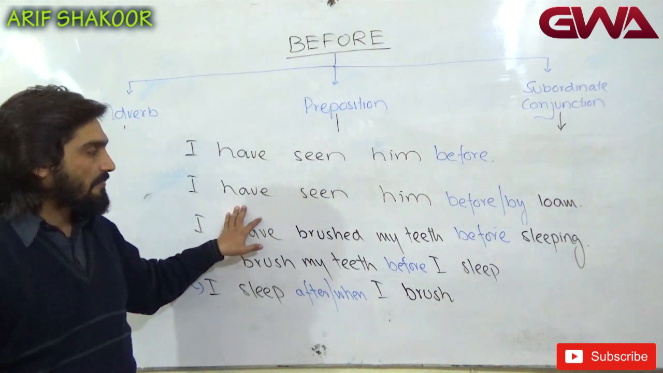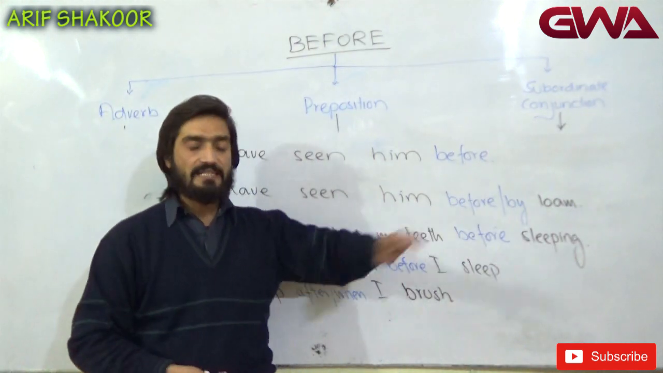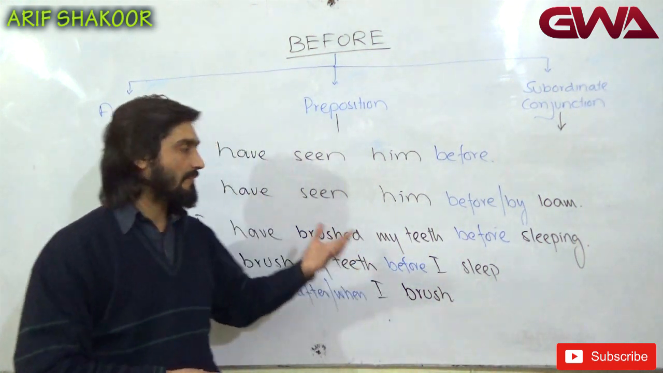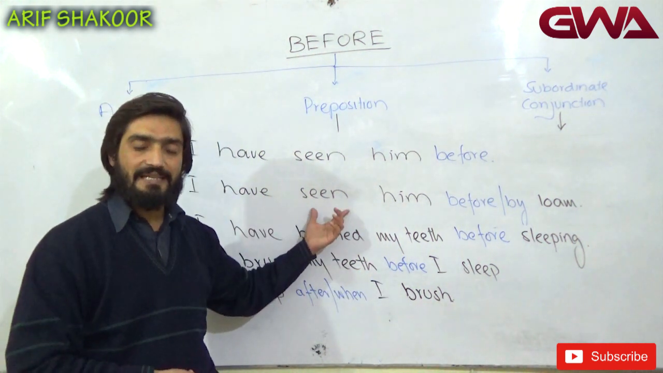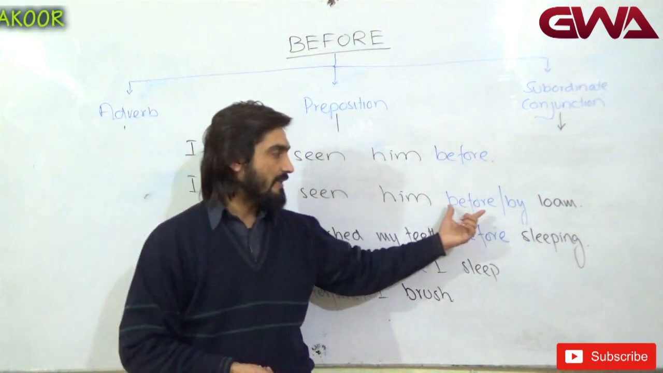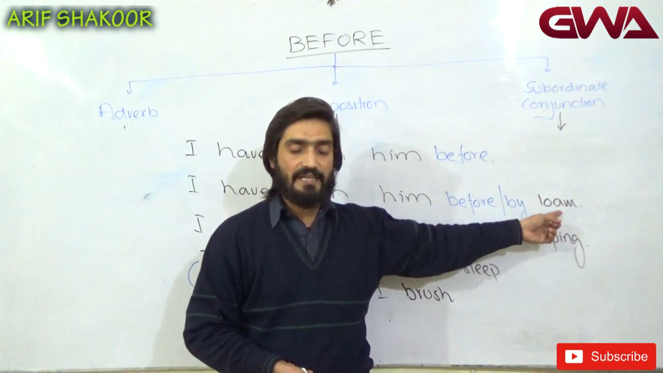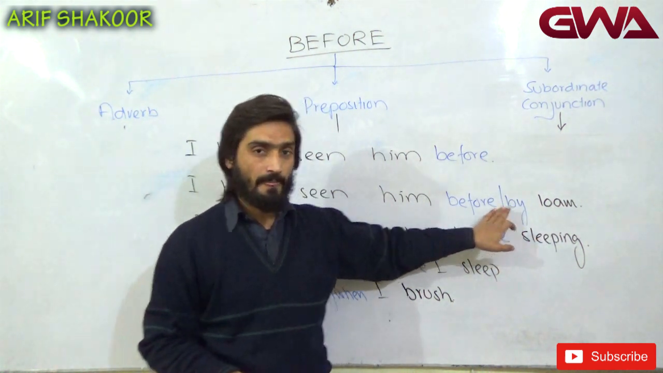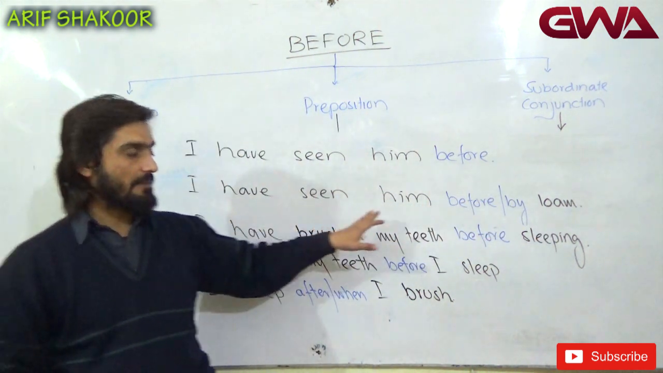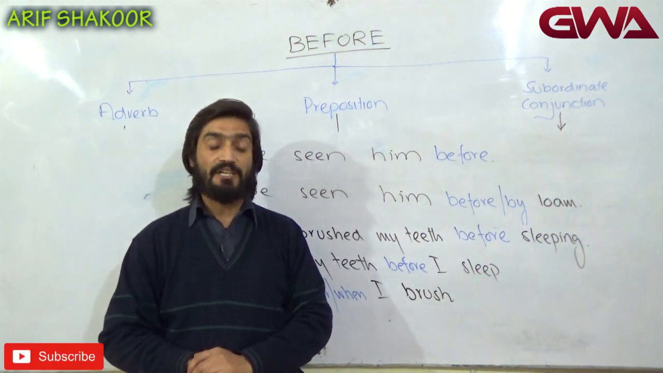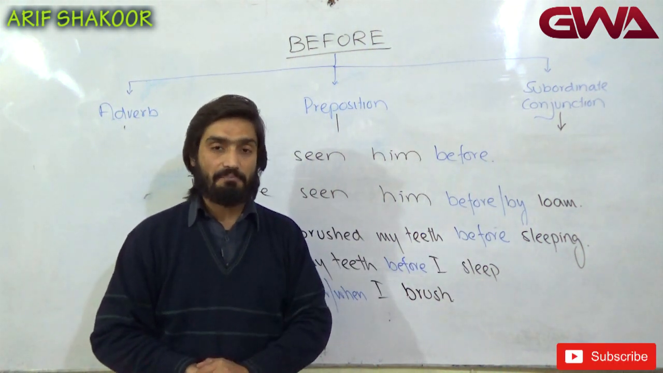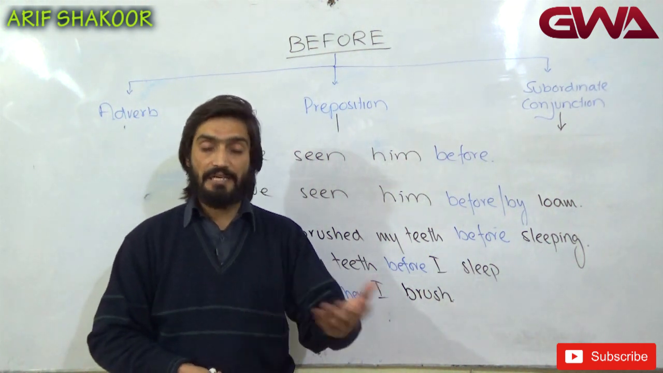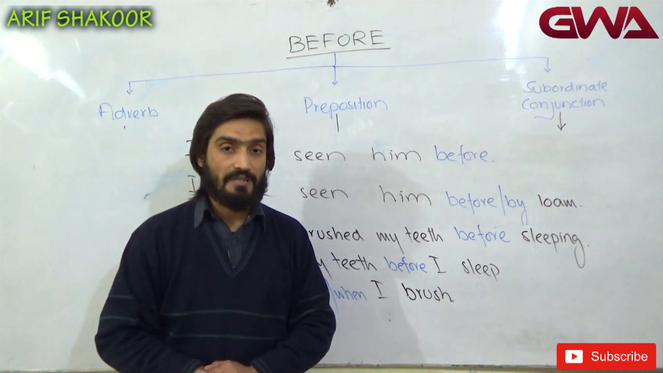The second example, I have seen him before 10 a.m. Every day before 10 a.m. I have met him, I have seen him. Now, in this case, we have 10 a.m. which is a time expression, so we can also use by. For example, I have seen him by 10 a.m. It means that before 10 a.m., maybe at 9:30, maybe 9:40, 9:45, 9 o'clock, 9:15, but not at 10 a.m.